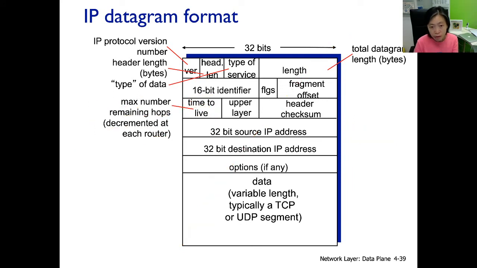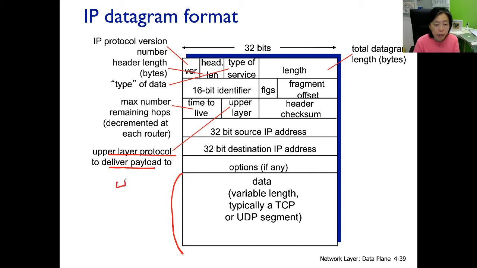Second field in the third row, upper layer. This is slightly familiar, because it tells the network layer, after we extract the segment part, which place in the operating system we pass the segment forward to. So what is the function of the upper layer protocol? It handles the incoming segment and delivers the payload. It could be the UDP handler or the TCP socket handler.